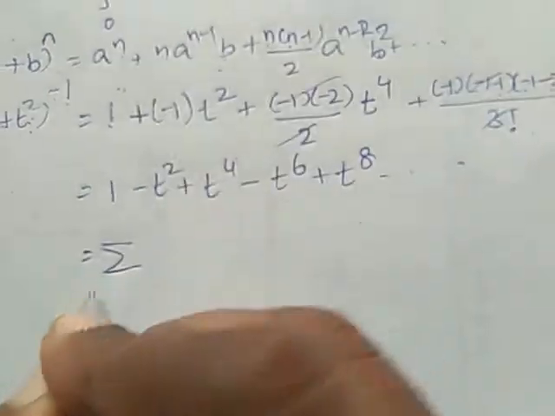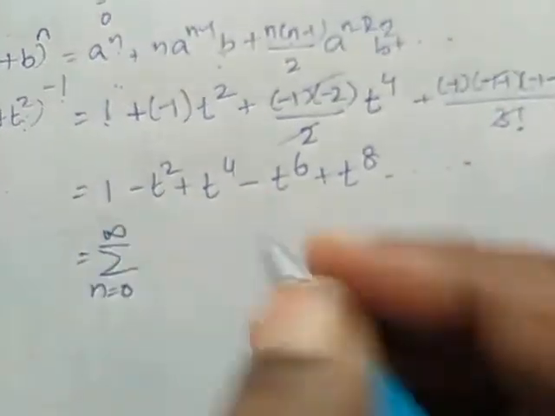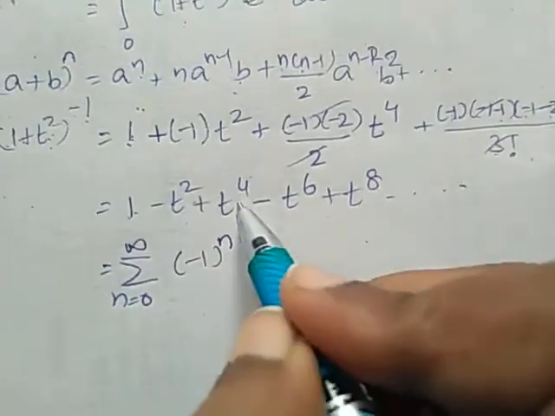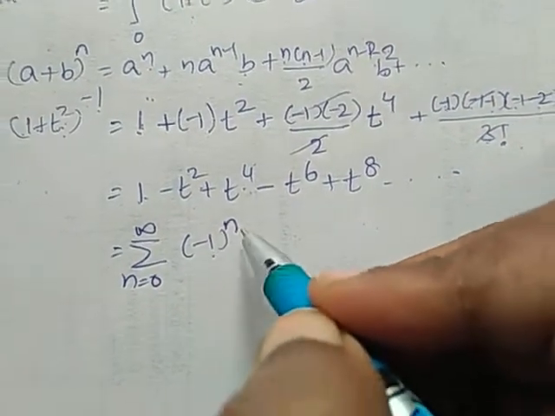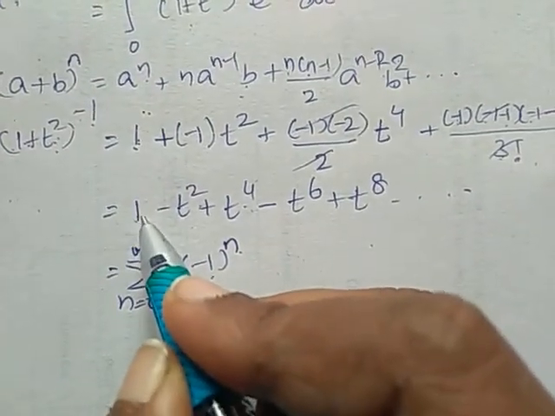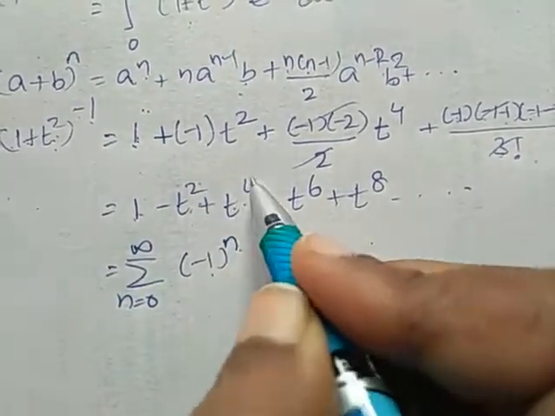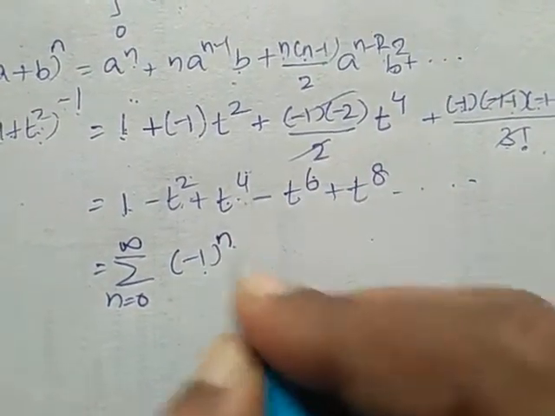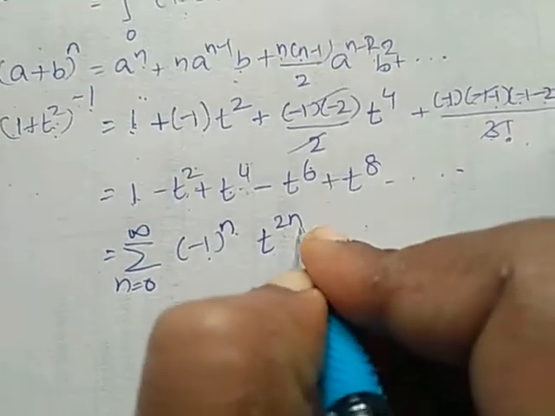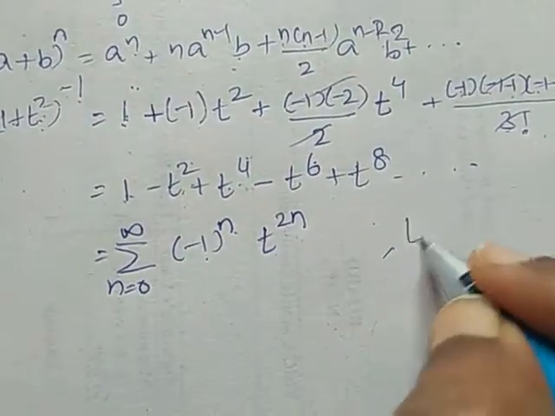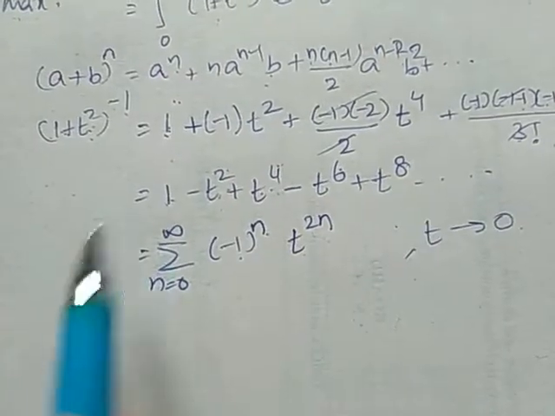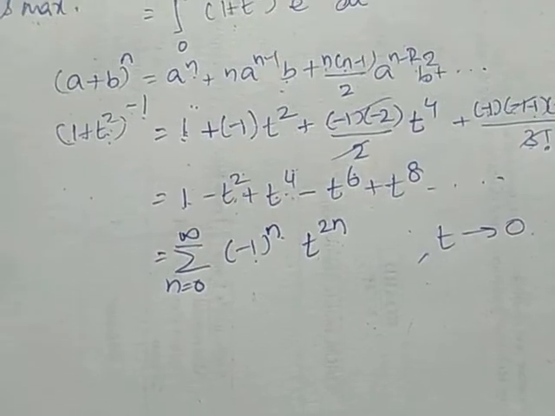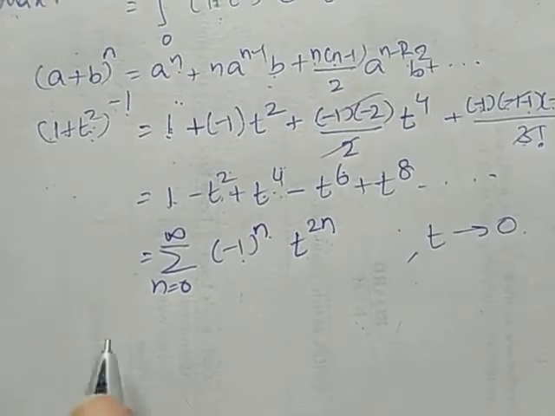How to write this? Summation of n equal to 0 to infinity. We have alternate signs, therefore minus 1 to the power n. Whenever we have alternate signs, we use minus 1 to the power n. Now this is like t power 0, t square, t power 4, t power 6, etc. Whenever we have even powers, we write t power 2n. Now t tends to 0. Now we have f of t in terms of summation, right? So here, what is the value of alpha?